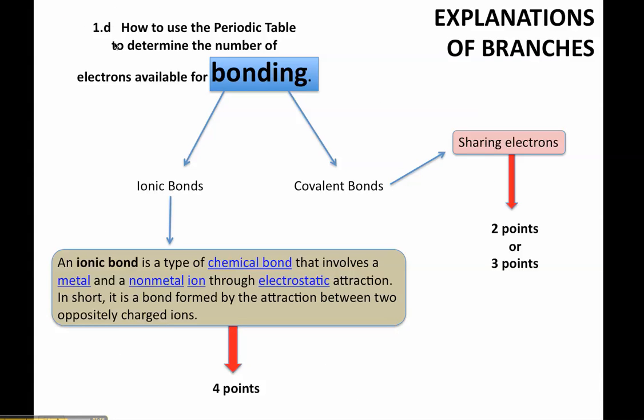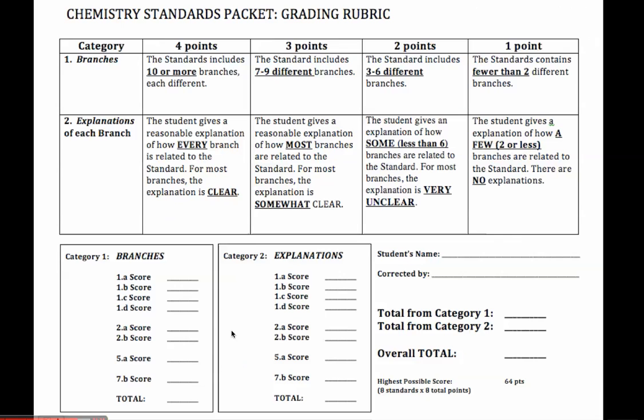Now, same standard, okay, but different category, explanations of branches. For bonding, I have 1, 2, 3, 4 branches, but notice the difference. This is a very good, very clear explanation of ionic bonds that warrants 4 points. This is a limited explanation of covalent bonds, so it's going to be 2 or 3 points. This is better. More the merrier.